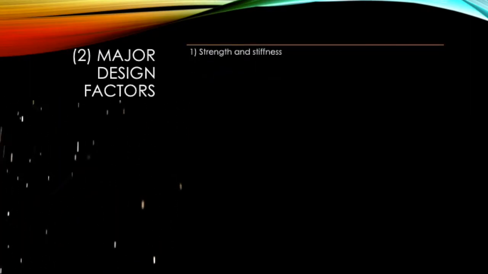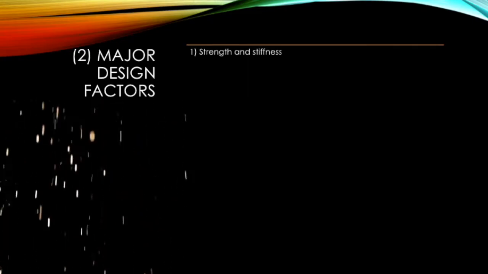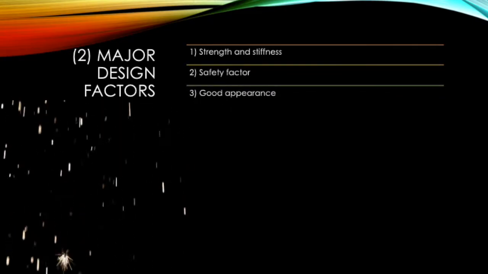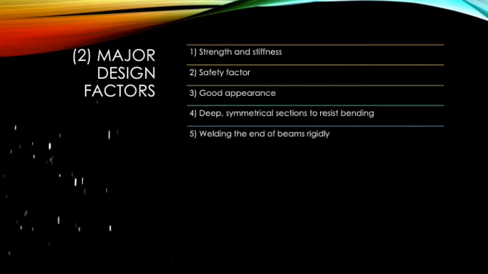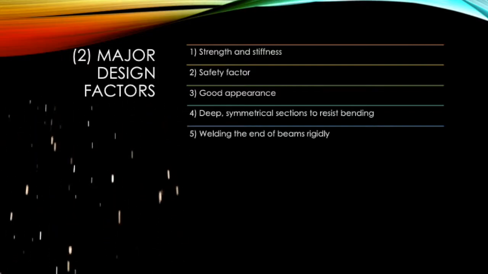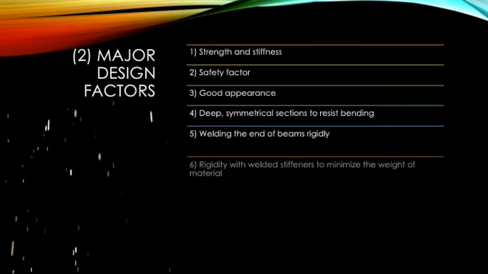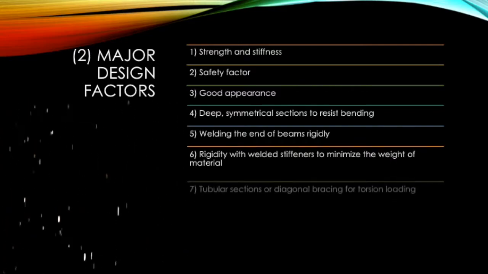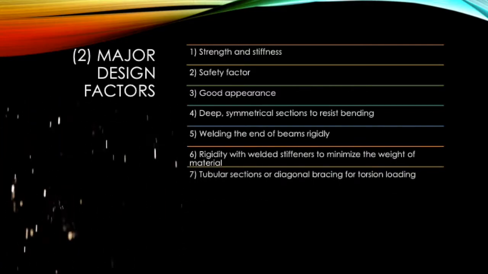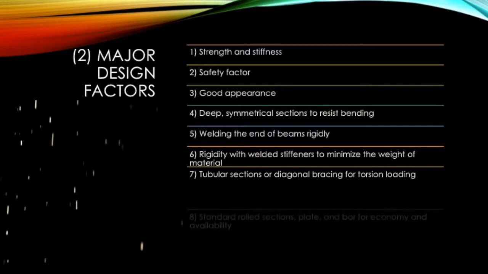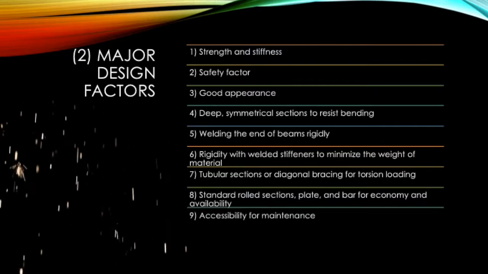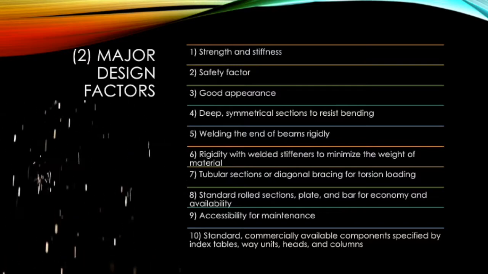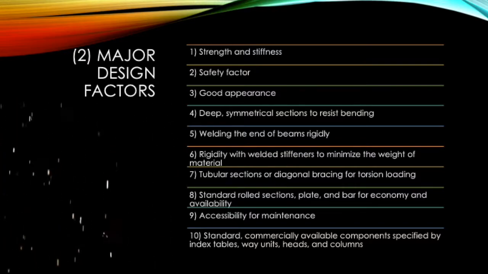We move to the next, and the second is the major design factors, which are strength and stiffness, the safety factor, the appearance of the weld, symmetrical sections that resist bending, and welding at the end of the beams for rigidity with welded stiffeners. These stiffeners are used basically to make the structure more rigid. Then we've got tubular sections, whether the welding is going to be piping, seamless, non-seamless, etc. Which standard roll sections are to be used, and what would be the impact on the economy, accessibility and maintenance, and standard commercially available components specified by index units, etc.